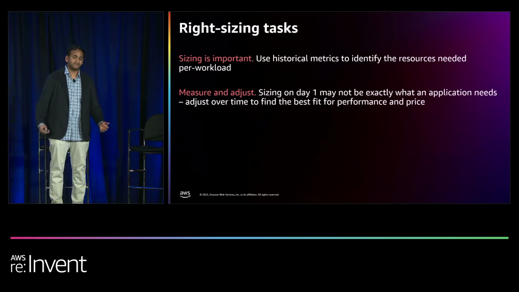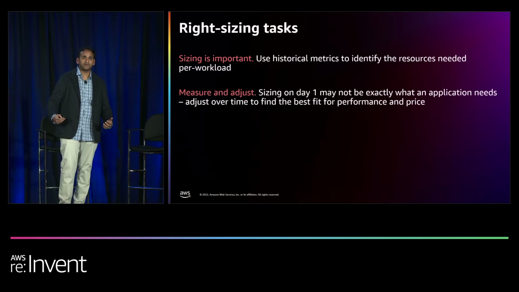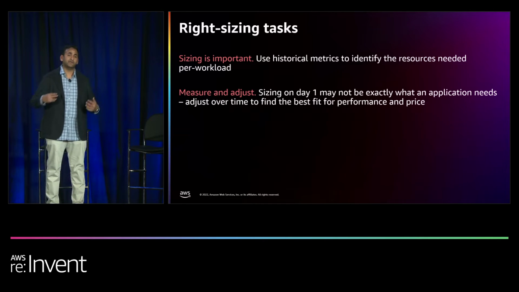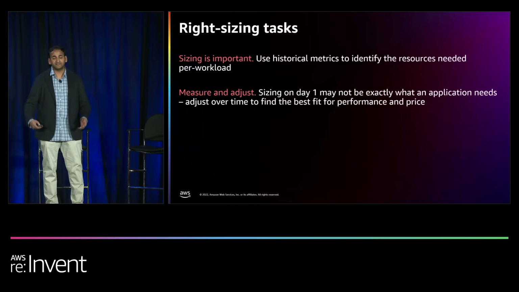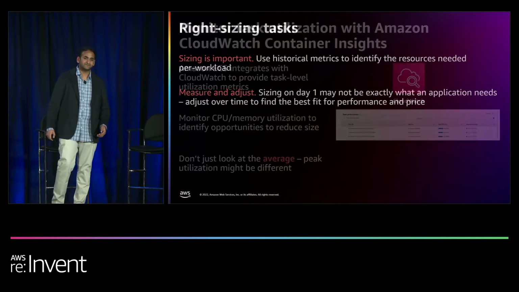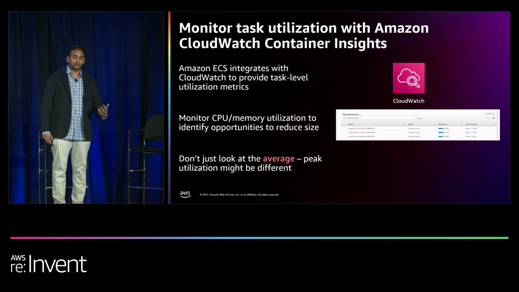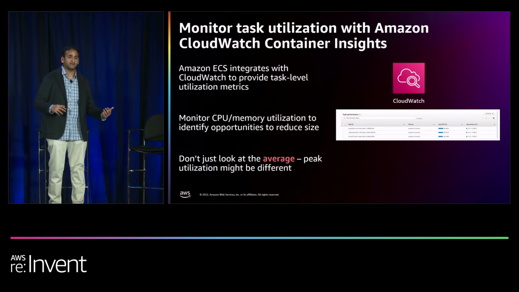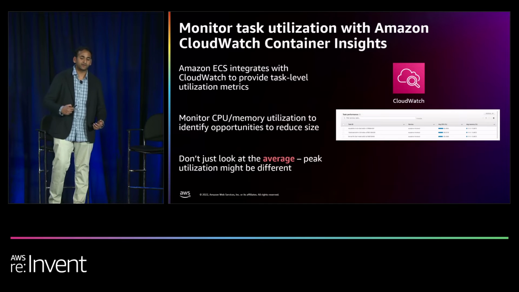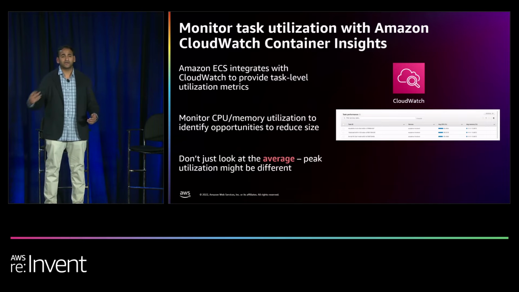Right-sizing tasks is important. You need to look at historical metrics over a reasonable period of time in order to make sure that you're right-sizing your task correctly. And it's OK to not size your task correctly on day one. This is something you can correct over the course of time. In order to do right-sizing well, you can use container insights that I spoke about earlier, which allow you to monitor historical compute utilization data for each task or application, and you can look at the average as well as the peak utilization to make sure that you've sized your tasks correctly.